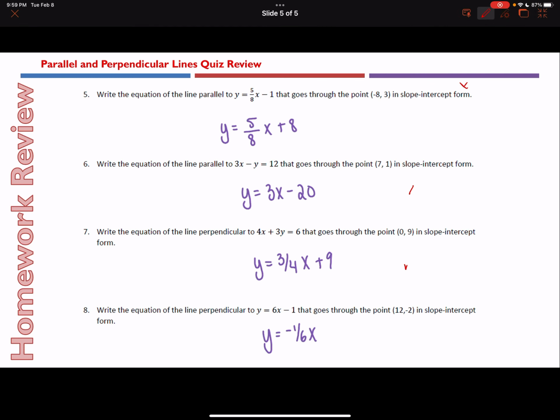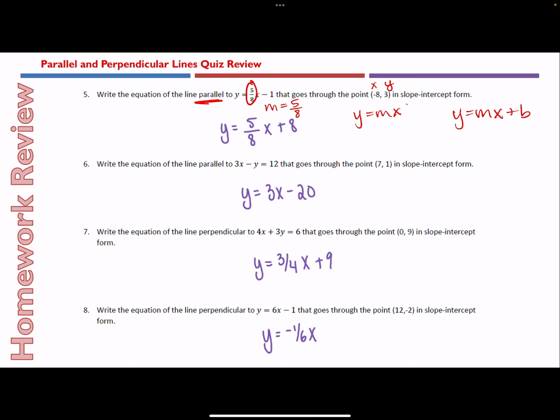And then on all of these, you had to find the perpendicular slope or the parallel slope, depending on what they're asking you for. Then you had to plug in the point into y equals mx plus b. So you've got to read the question carefully, and the same goes for your quiz today. This is asking for the equation of the line that's parallel. So you need to know that if it's parallel, then the slopes are the same. And then this is your x and y that goes into y equals mx plus b, right?